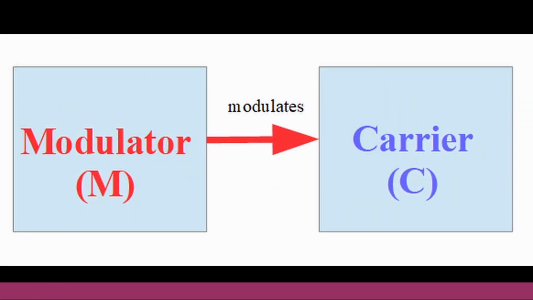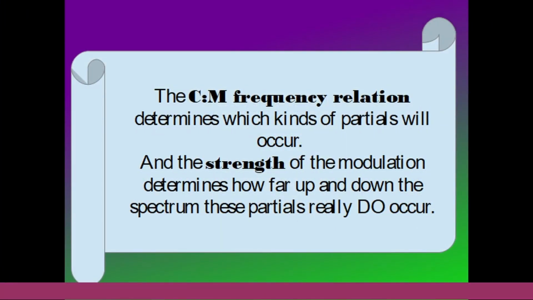But for now, I have to clear some more basic terms. First of all, let's call the modulated oscillator the carrier and the modulating oscillation the modulator. And now it's time for a kind of rule. And this rule reads: the C to M frequency relation determines which kinds of partials will occur. It's this simple carrier plus and minus modulator thing. And the strength of the modulation determines how far up and down the spectrum these partials really do occur.